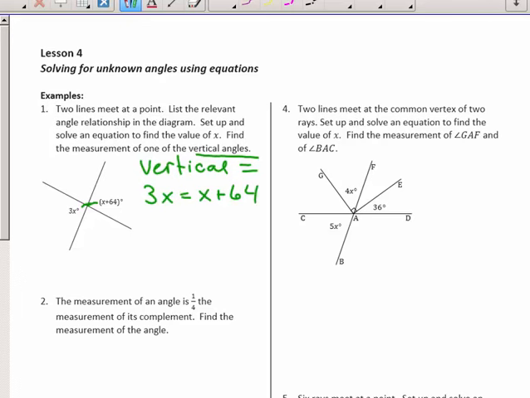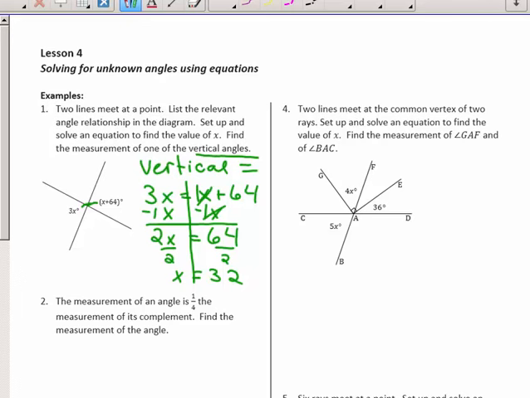So I don't have any parentheses, I don't have any like terms. I do need to move the x to the other side. There's a little 1 in front, so we have to subtract 1x because it's positive. 3x minus 1x is 2x equals 64. Finishing it off, dividing by 2, x is 32.